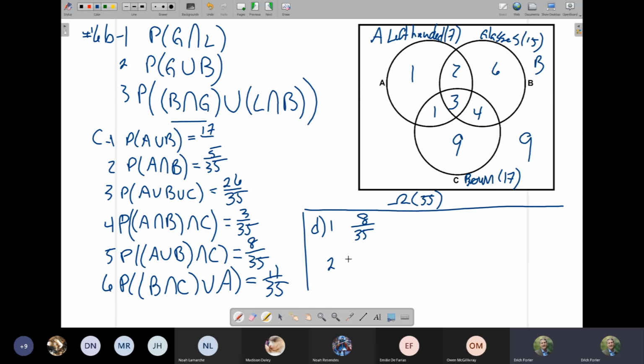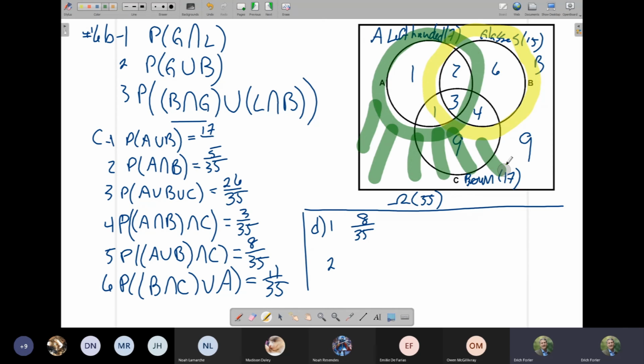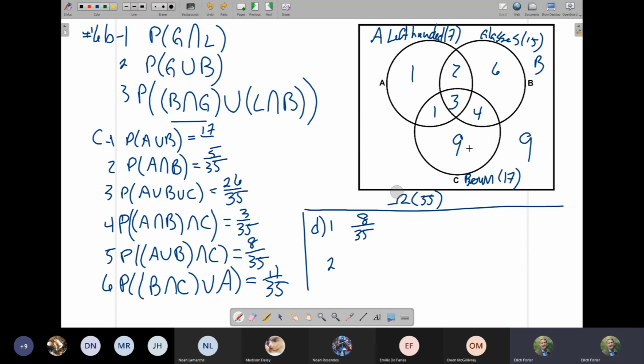Part 2 says we're looking for the probability of choosing someone who doesn't wear glasses and is not left-handed. So if you think about people who don't wear glasses, that's everybody who is outside of the glasses and is not left-handed. So it has to be everybody that's also outside of left-handed. So that's everybody who is outside of those spaces. So based on what you see there, we end up with 9 from the brown hair people and 9 who don't fit any of the other categories. So we've got 18 out of 35.